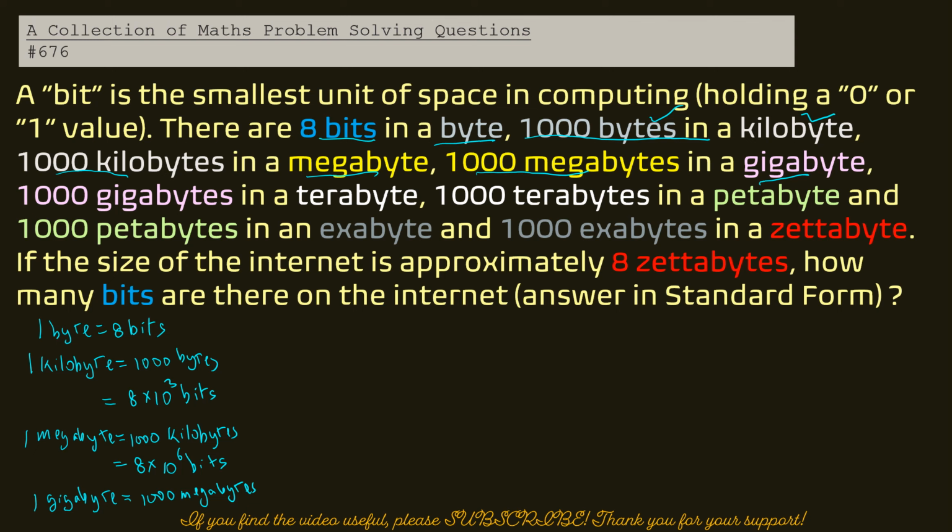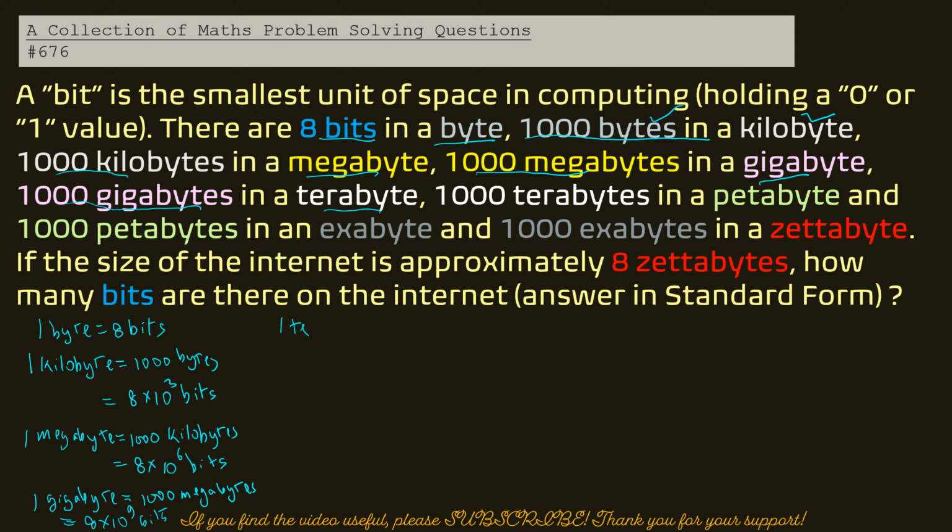So I can write it down. Equals 8 times 10 to the power 9. 6 and 3, 9. So 8 times 10 to the power 9 bits. So 1 gigabyte is 8 times 10 to the power 9 bits. So now go on to 1000 gigabytes or 1 terabyte.